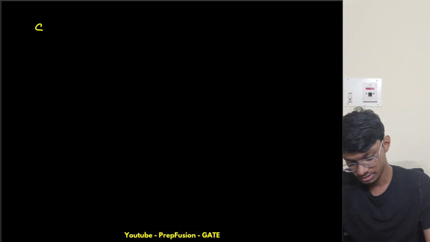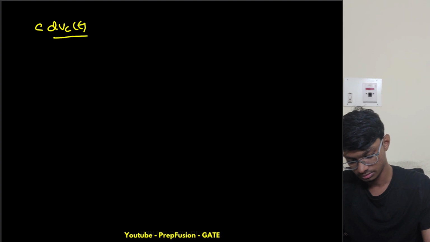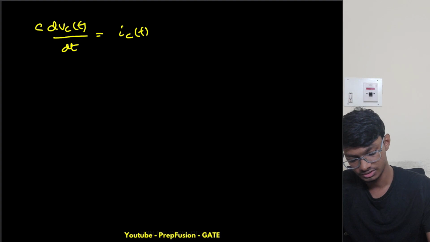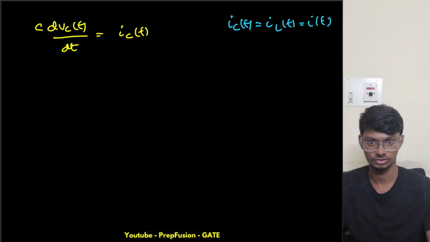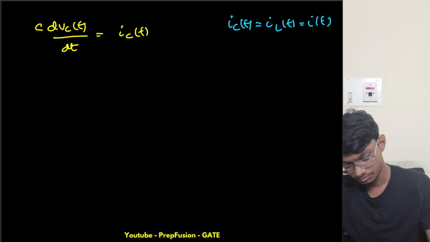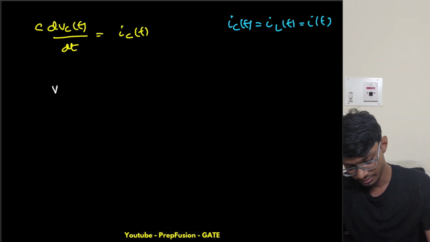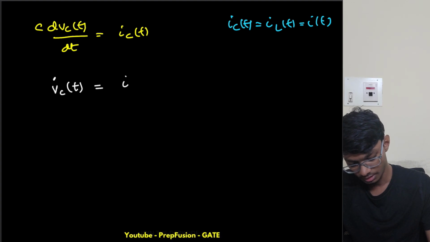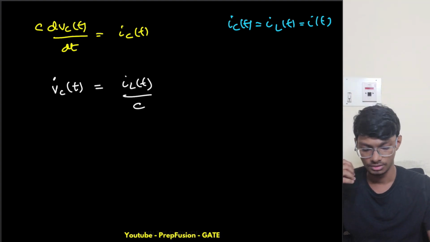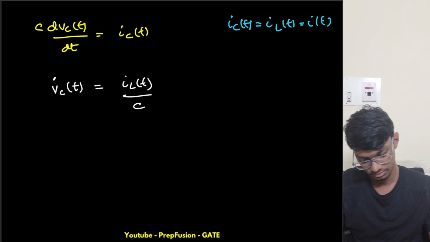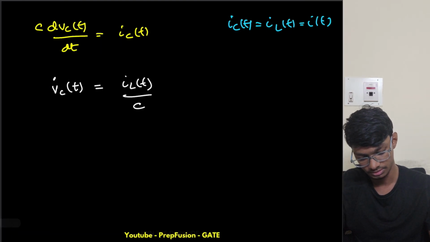One equation I know is C dVc/dt equals IC of t. Now in this case my IC of t equals simply IL of t, which equals I of t, since it is a series network. So I can write VC dot of t equals simply IL of t by C. We have only one term this time, so I can write the state equation. This is my first equation and this is my second equation.